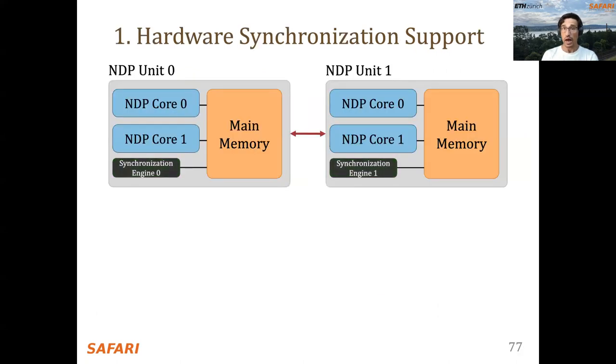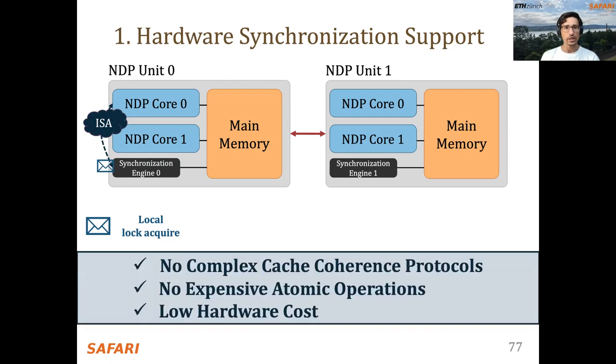SynCron provides hardware synchronization support. It extends the NDP units with some synchronization engines that are going to take care of handling synchronization primitives, like for example locks, mutexes, but also other synchronization primitives like barriers or semaphores as well, without the need of complex cache coherence protocols or atomic operations, and also with low hardware cost.